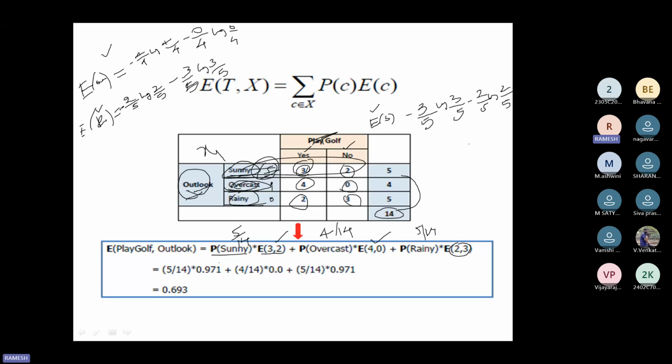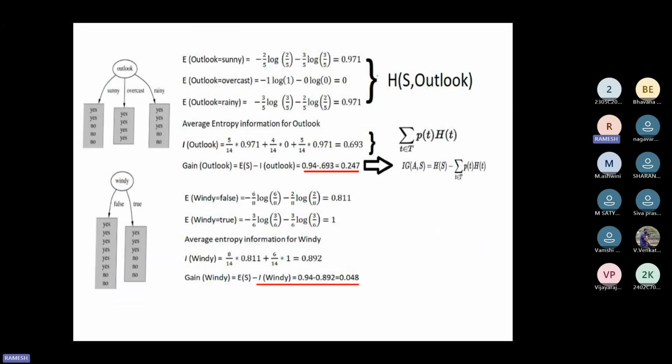Now when we compute all of these, we get the entropy of overcast as 0.693. In this way, for the first column we have calculated the entropy. Now the simple calculation of the entropy of outlook.